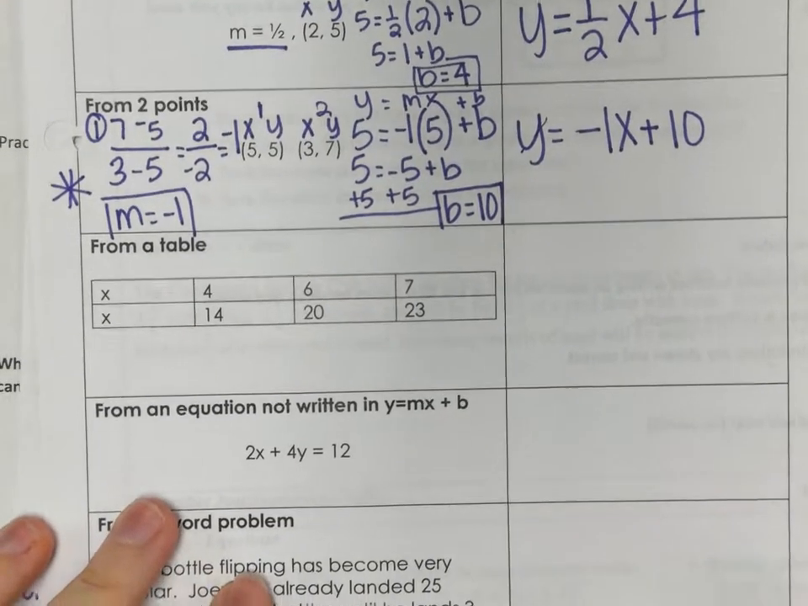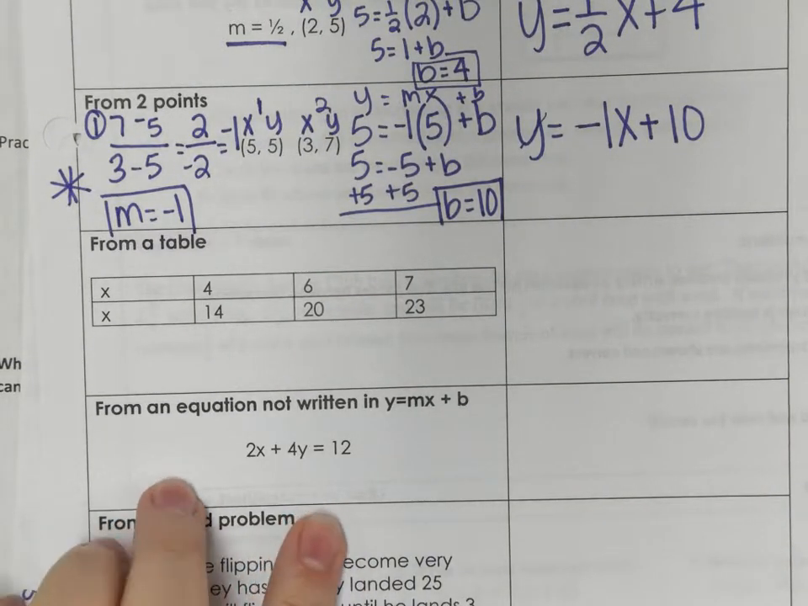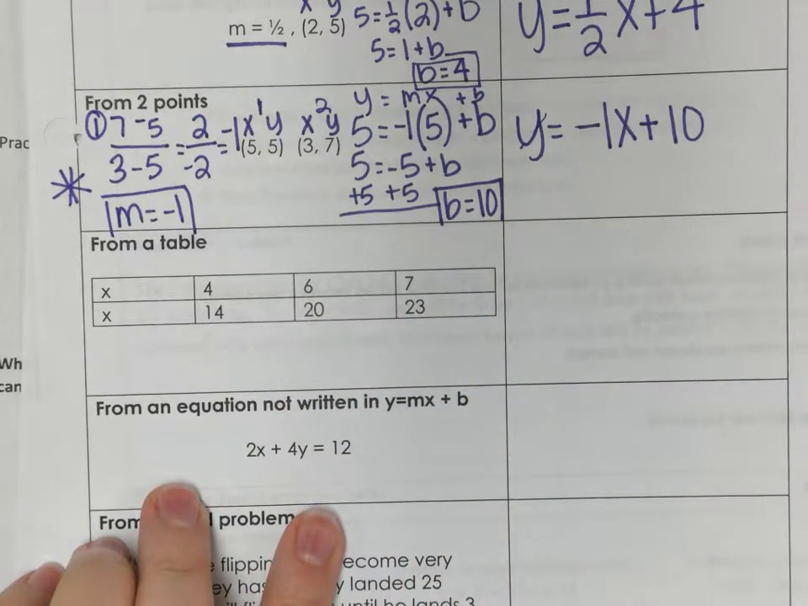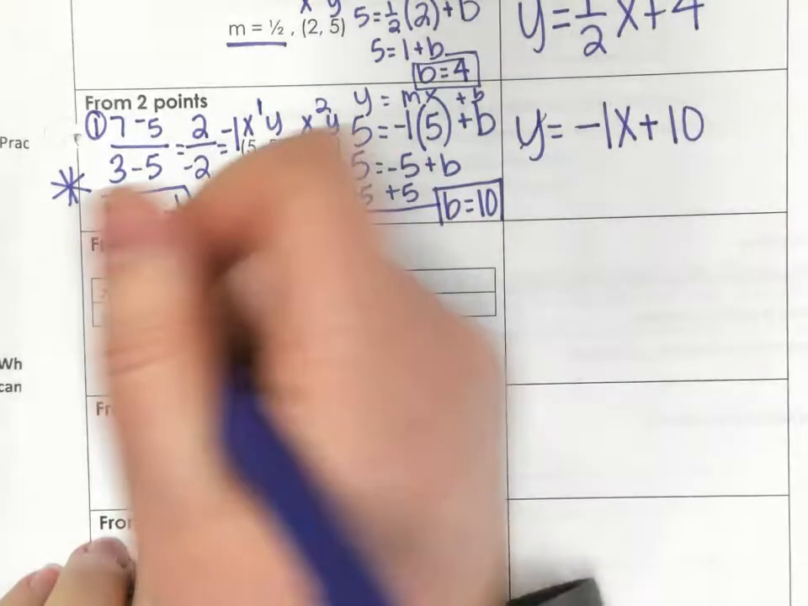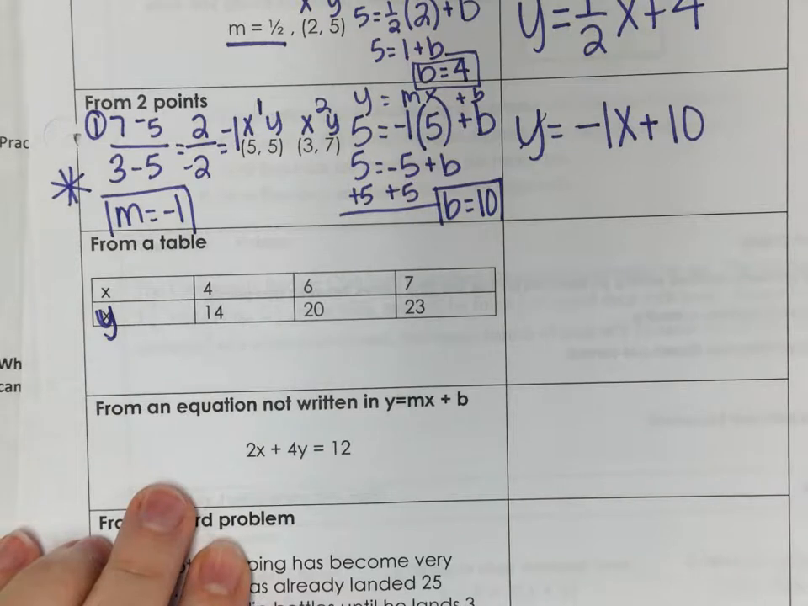Y'all remember? How do I find my slope from a table? The rate of change. How do I find the change in this table? Look at it. Find the rate. Yes, ma'am. Is the long one supposed to say y? That is supposed to say y. Thank you. This is supposed to say y. Perfect.